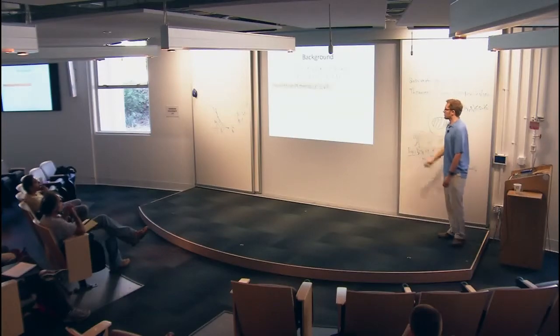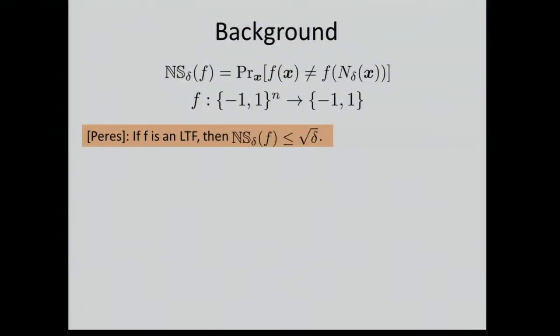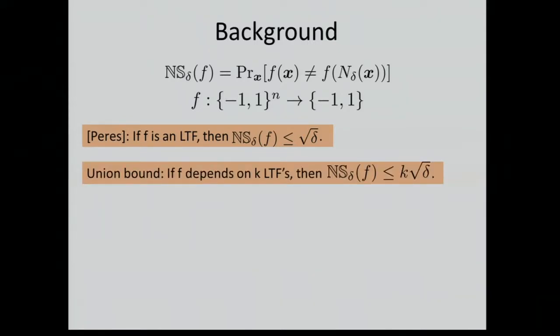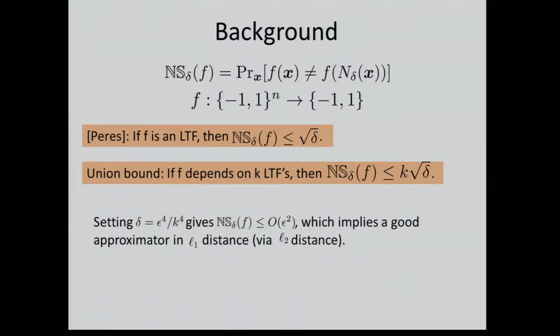All right, and so to start the chain off, we can use Peres's theorem, such that if f is an LTF, then the noise sensitivity at parameter delta is at most square root delta. And by a union bound, if you have a function of k LTFs, then you can also bound the noise sensitivity. You can just union bound. And to get this exponent here, we set this up so that the right-hand side is epsilon squared, and this is what KKMS needs to guarantee that we really get agnostic learning with a good approximator in L1.